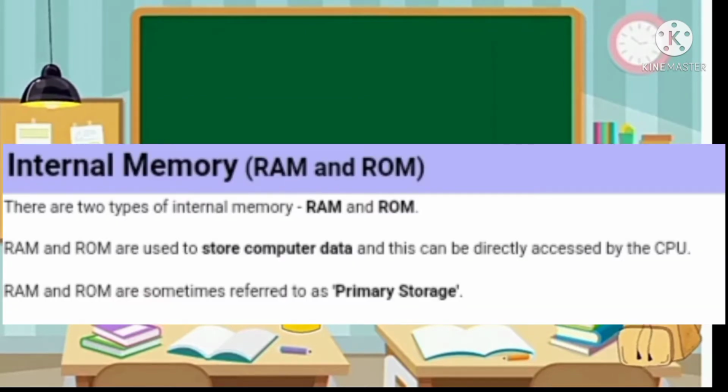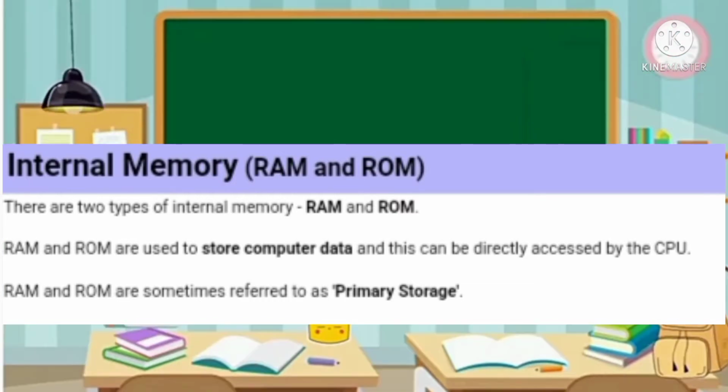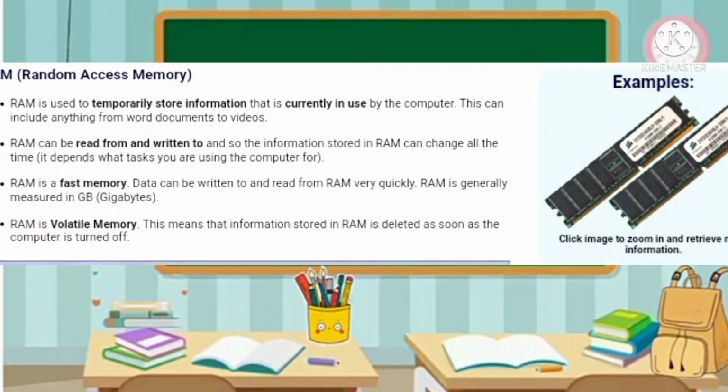Internal memory, or RAM and ROM. There are two types of internal memory, the RAM and the ROM. RAM and ROM are used to store computer data, and this can be directly accessed by the CPU. RAM and ROM are sometimes referred to as primary storage.